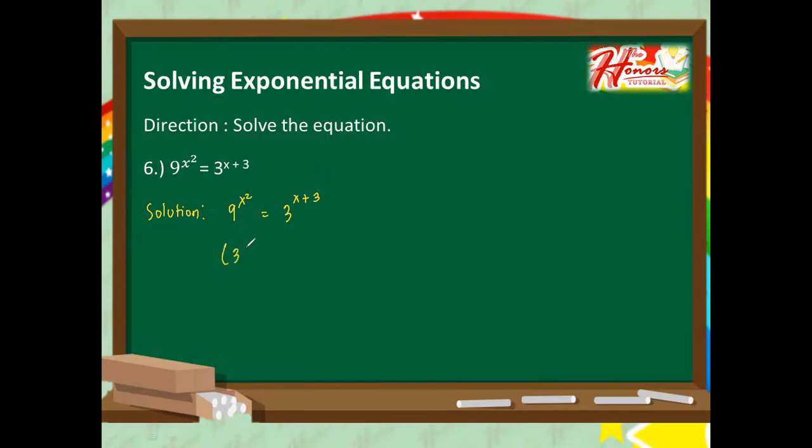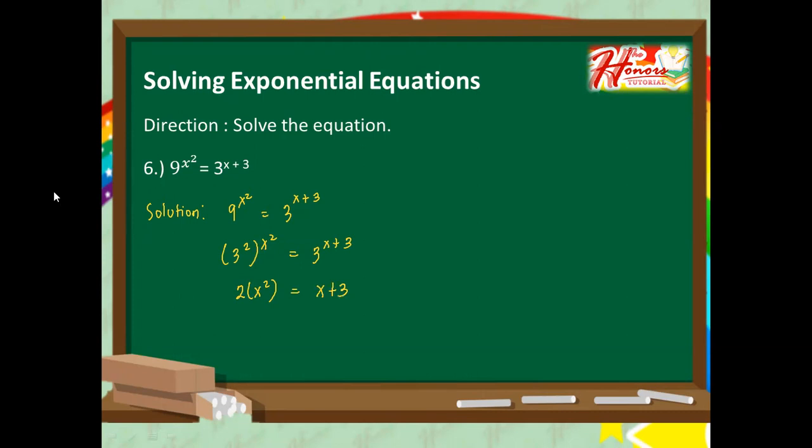So that is 3 raised to 2, raised to x raised to 2, equals 3 raised to x plus 3. And then we have to have the exponents at the left side and at the right side of the equation. So we have here 2 times x squared equals x plus 3.